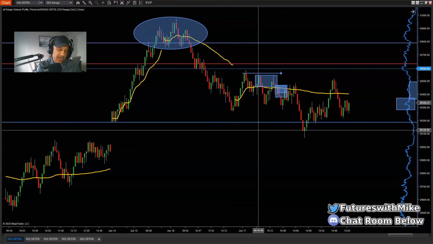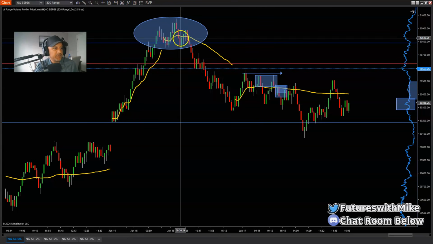I love to mark up supply or demand zones off my higher base chart, because those are the zones that are going to carry a lot more weight. When the market retraces back to them, more than likely the market's going to react off of them.